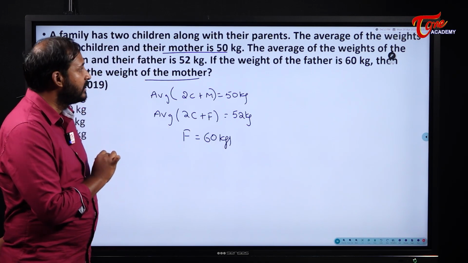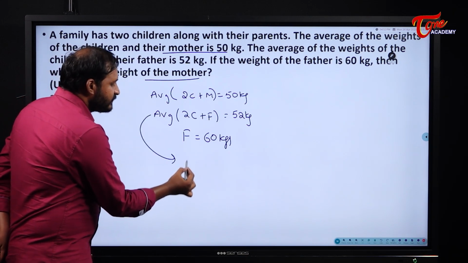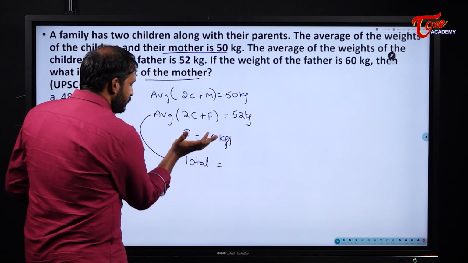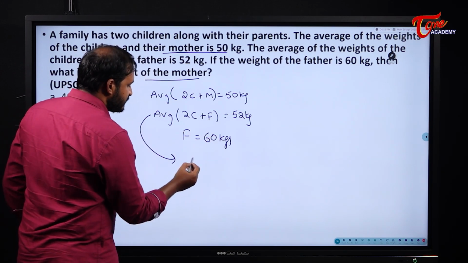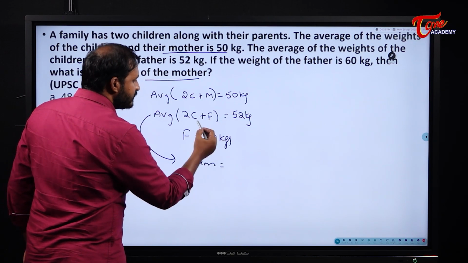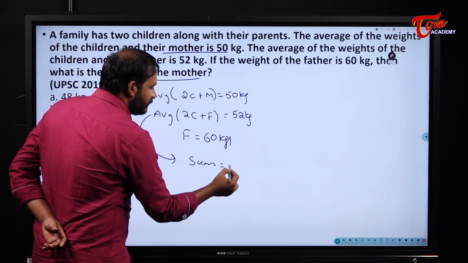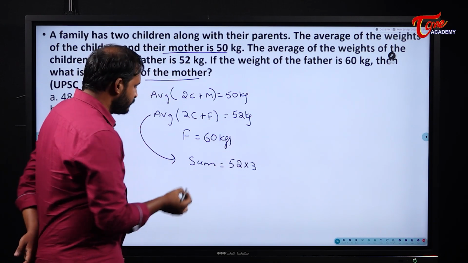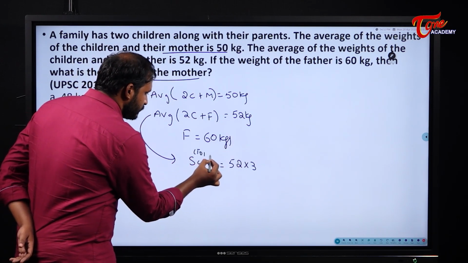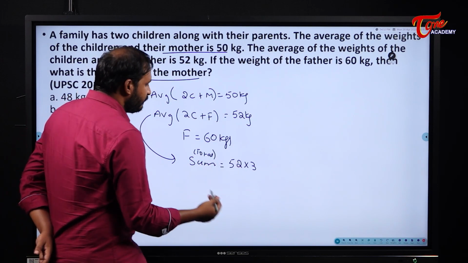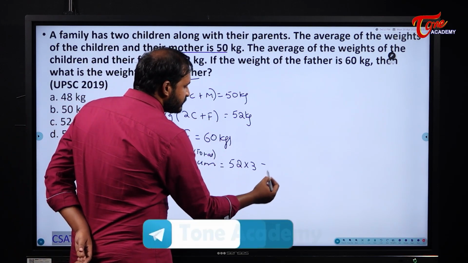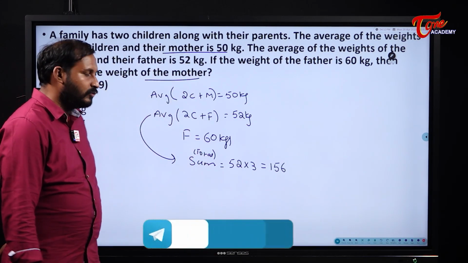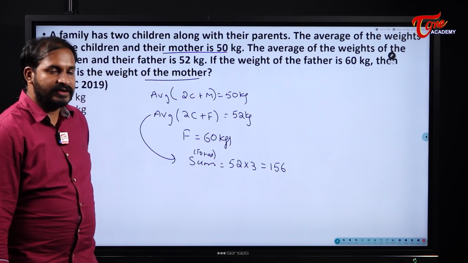60 kgs. Now see here, from this, what is the total weight or the sum? Sum will become average into number of persons. Average is 52, so 52 into 3. Total or sum of students. So the total weight of the 2 children and father is 156 kgs.